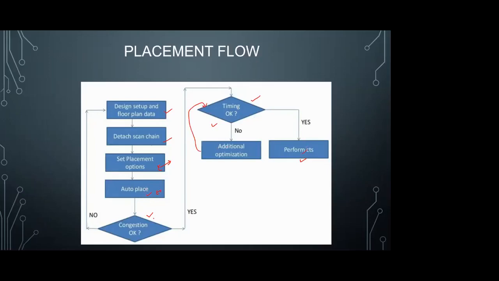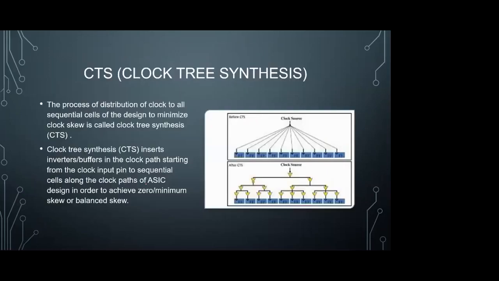Okay, so now we'll move to the CTS. So CTS, as I told, we have multiple flops in our design. So for each flop we have to distribute the clock. So the main objective of the CTS is the clock distribution, right? So if you see this image, here is before CTS. At the CTS what we are doing, we are distributing the clock with the help of inverters and buffers.